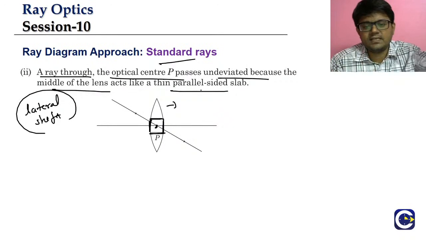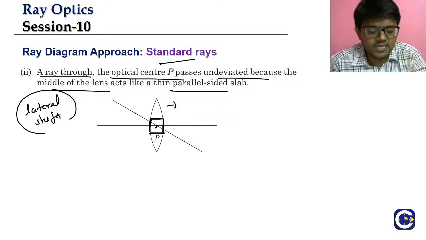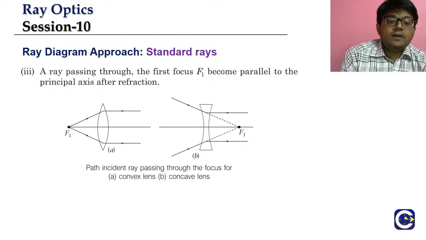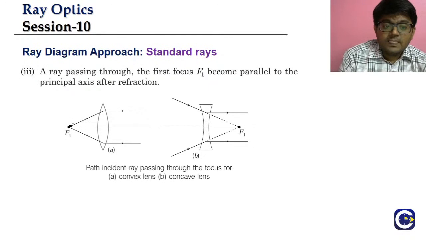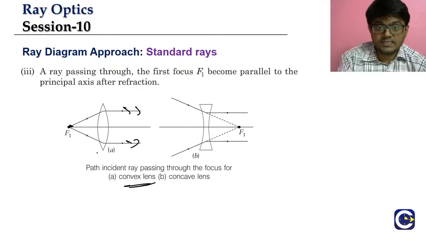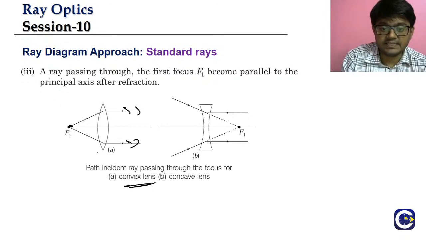So we'll take that the ray is just simply able to pass through. The third standard ray is this. In case of a convex lens, if light rays are passing through F1, then after refraction they will emerge parallel. This is coming straight from the definitions, isn't it?